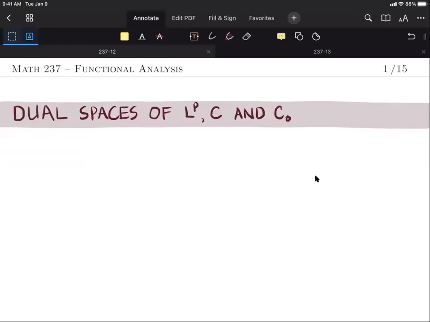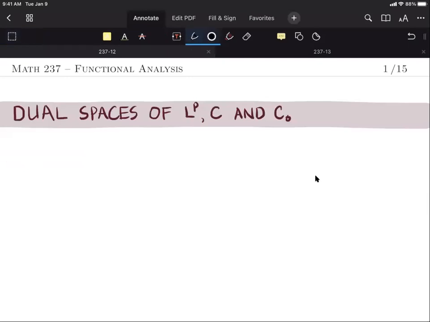Hello and welcome again to another series of lectures in functional analysis. In the first lecture, we will discuss the dual spaces of the Lebesgue space, LP, the space of continuous functions, as well as the space of continuous functions with compact support. More precisely, we would like to describe the dual of LP in detail, up to an isometric isomorphism. And in the case of the continuous functions and continuous functions with compact support, we state the corresponding theorems and refer to the text in the literature for the proofs.